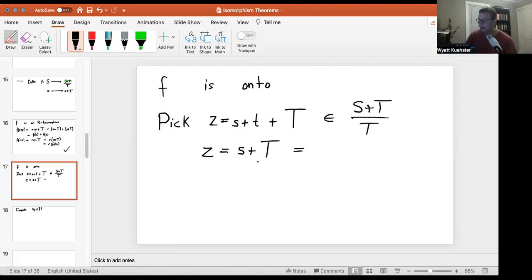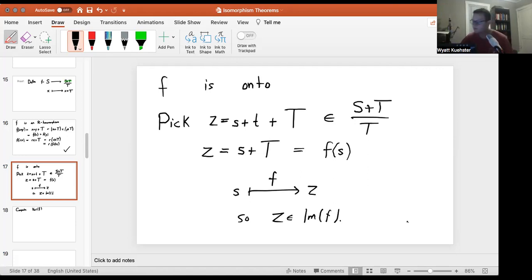But then little s plus T is exactly F of little s. Okay, but then I found an s that maps via F onto Z. So Z is in the image of F, which means that F is onto. So check, we're done. F is onto.